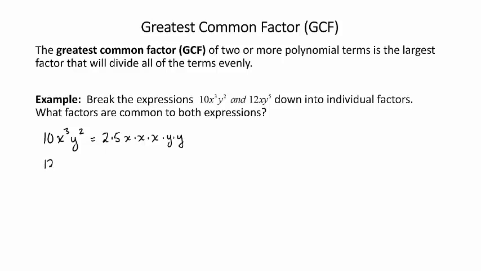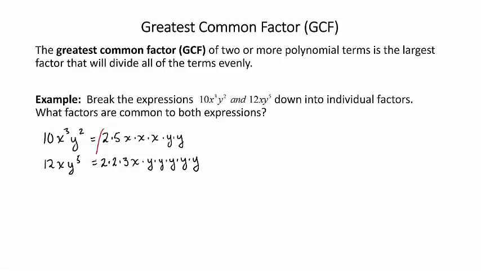And now with 12x y to the fifth, so with 12, we've got 2 times 6, and of course 6 is 2 times 3. Okay, so thinking about that prime factorization again, and then we just have x, and then we have 5 y's, right? Y times y times y times y times y. Okay, so what's common to both of these?